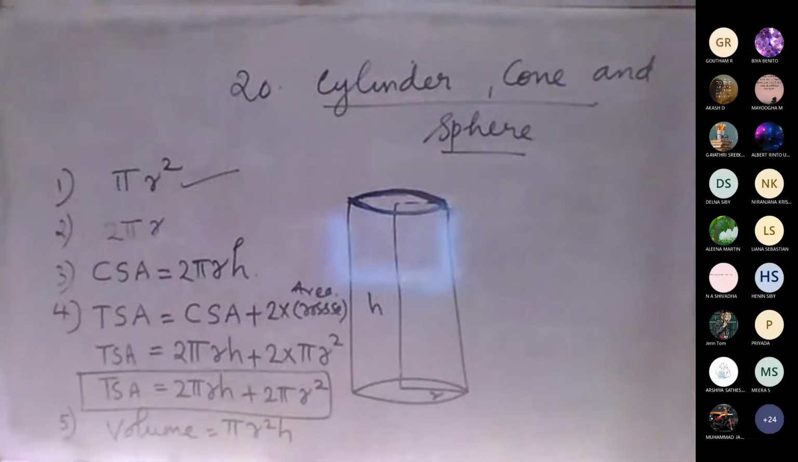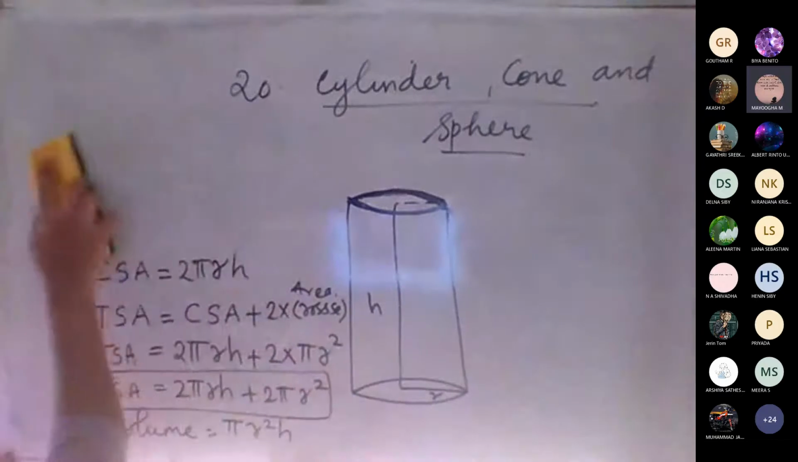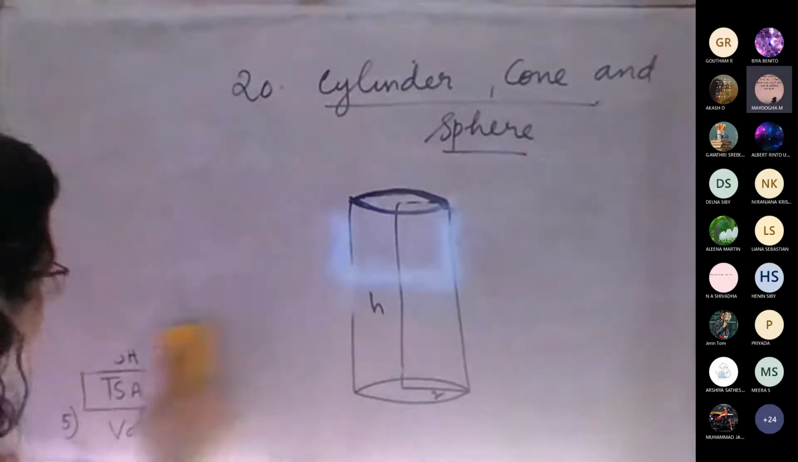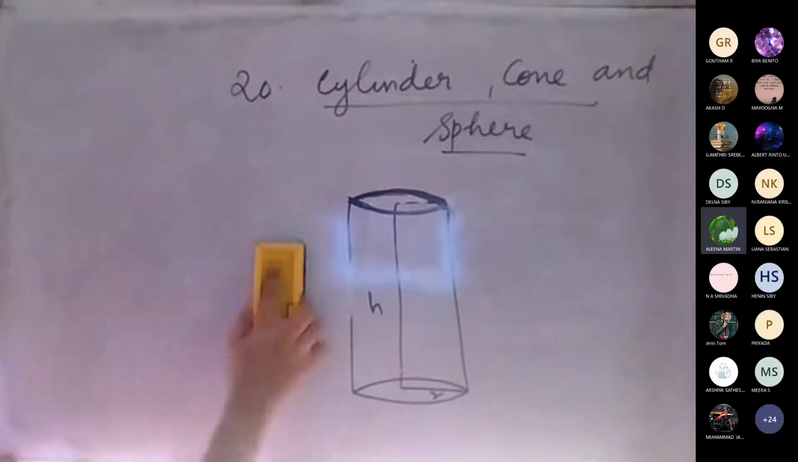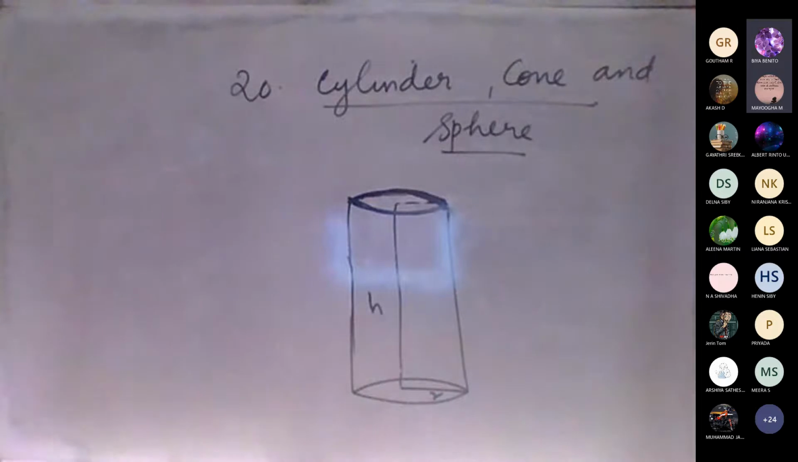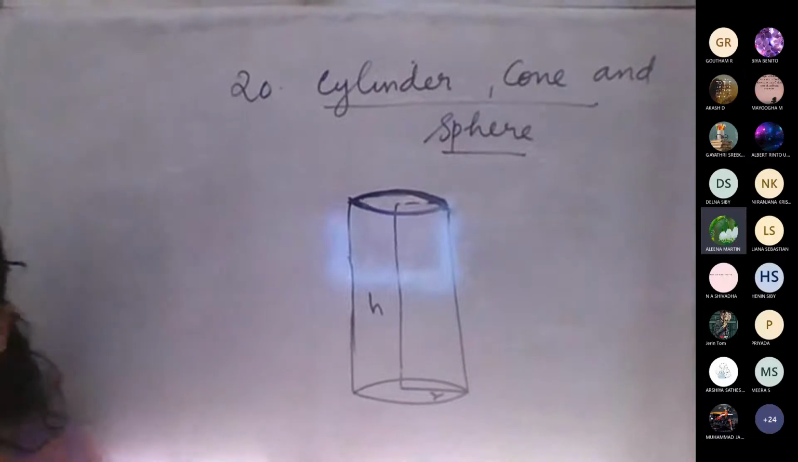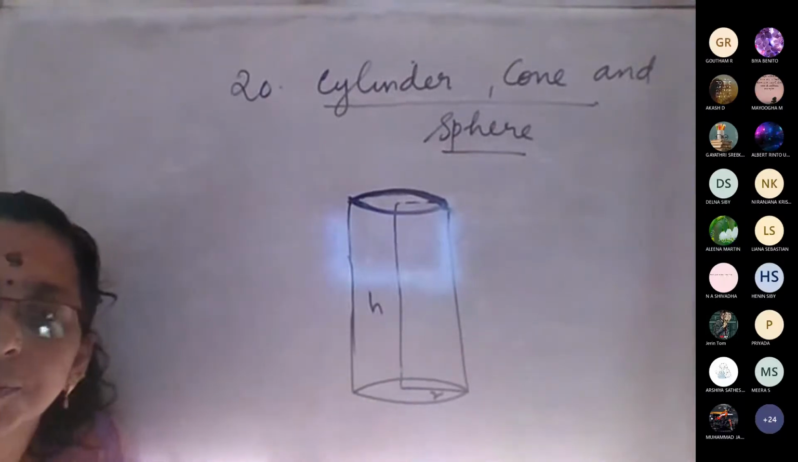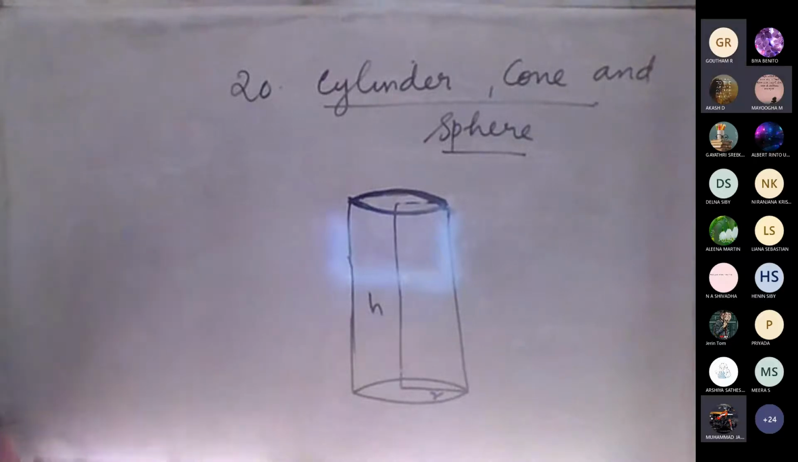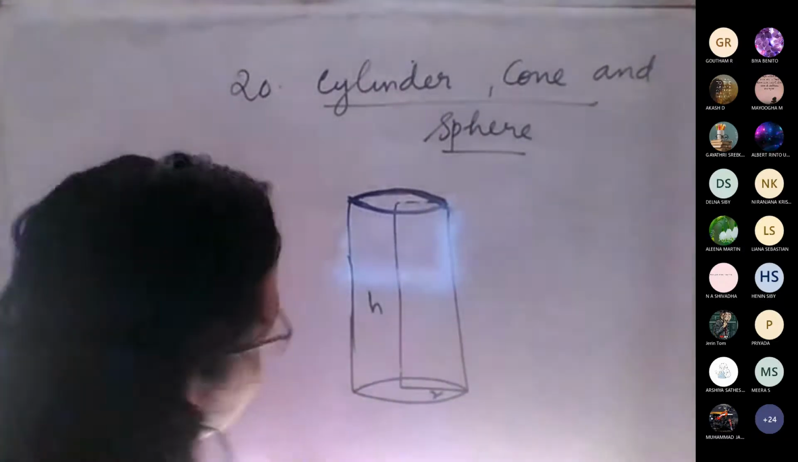So tell me, what are the things we studied? The curved surface area of a cylinder is 2 pi r h. Then the total surface area is 2 pi r h plus 2 pi r square. Then the volume of the cylinder is pi r square h. So that is the cylinder.